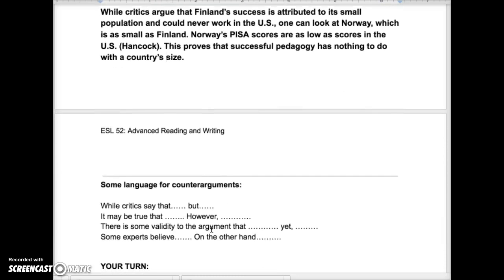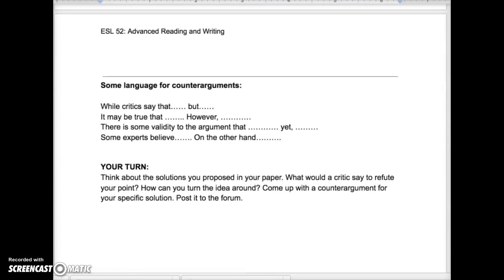So here, let me offer you some language for counterarguments because there are lots of ways of doing this. You could say, while critics say that, dot dot dot, but dot dot dot. Or it may be true that, dot dot dot, however, dot dot dot. Or here's a fancy one. There is some validity to the argument that, dot dot dot, yet, dot dot dot. Or another take on that. Some experts believe, dot dot dot. On the other hand, dot dot dot. So you've got lots of variations of these templates here that you can use for your counterargument.